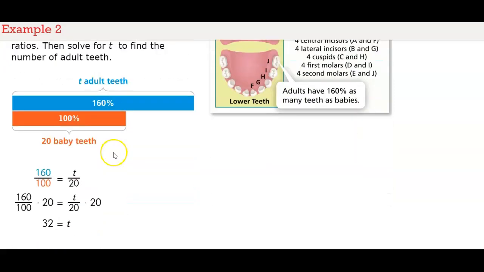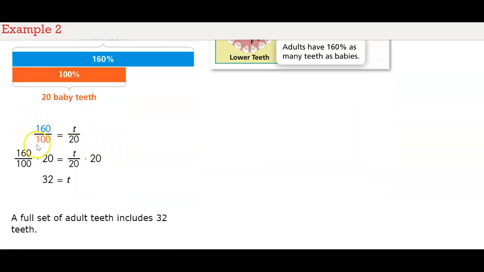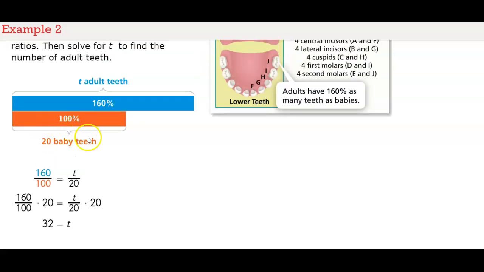So now we write that as an expression or equation. We have our equivalent ratios. We have 160 over 100. That's showing the percentage of the adult teeth over the percentage of baby teeth. And T again represents adult teeth. And then 20 is the baby teeth. So we have a 20 there. Then we have to solve for T.